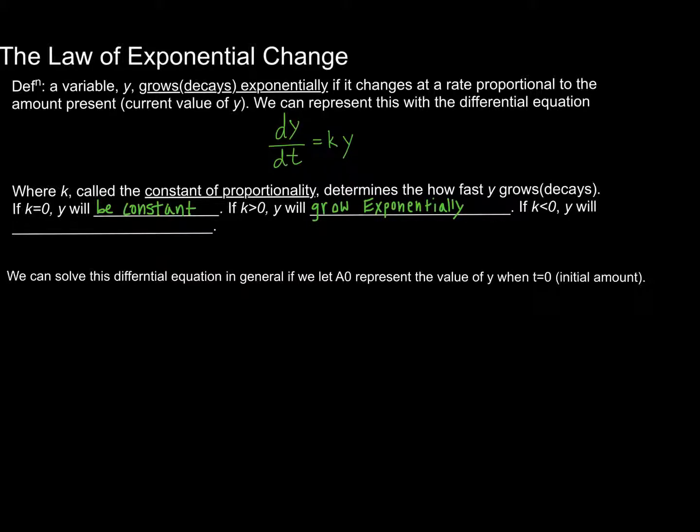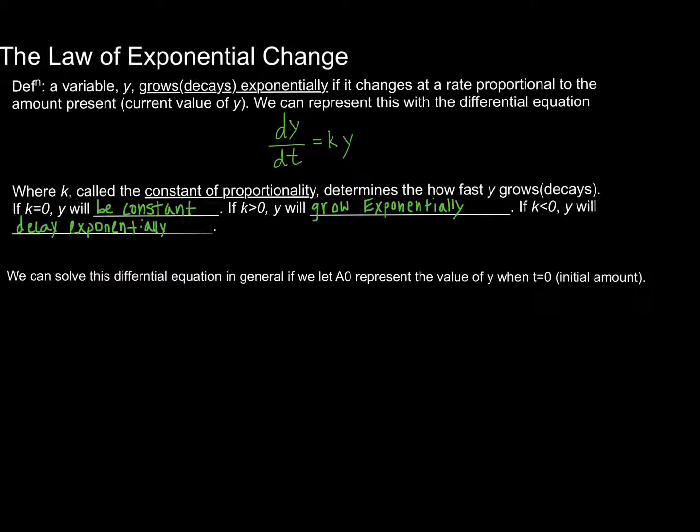If k is greater than 0, we just saw this, y will grow exponentially. And as you might guess, if k is less than 0, so for example like negative 3y, well in that case the rate of change would be negative, right? And that means that our population, our amount, is going to decay exponentially.